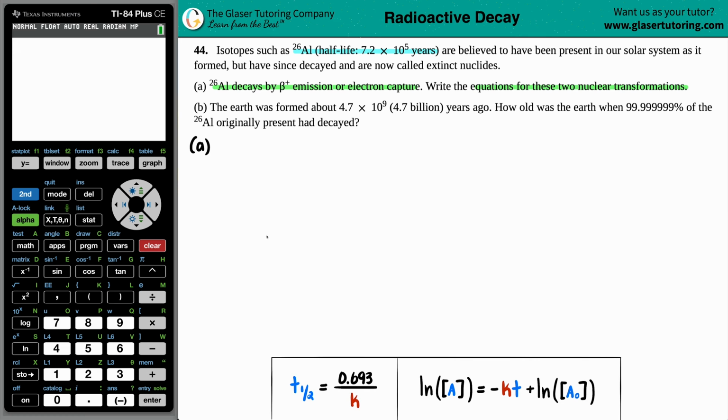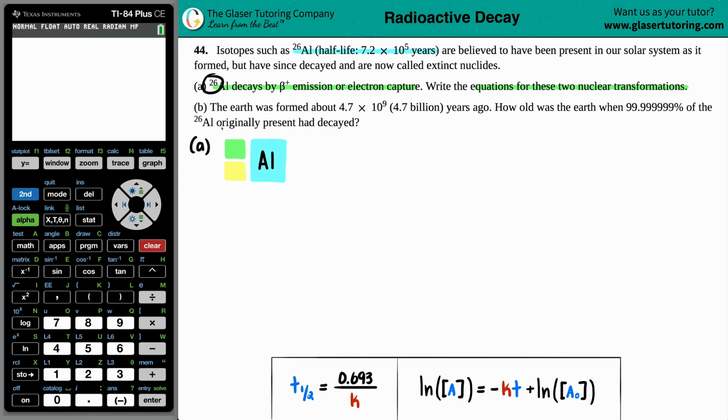Okie dokie. Let's do letter A. In this case, all we have to do is write the two equations in which aluminum is going to decay by positron emission or by electron capture. Since we're dealing with nuclide notation and nuclear reactions, we usually write these with those three boxes. We'll do one with positron emission, and the other by electron capture. So let's start off with that aluminum, Al.